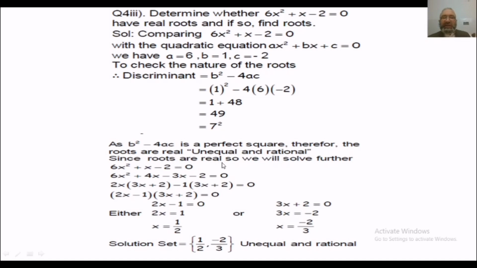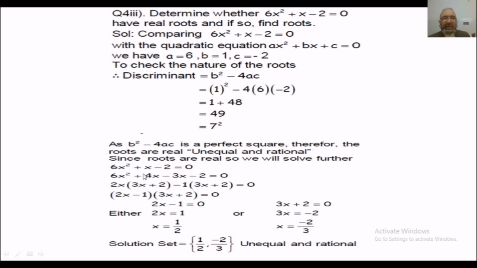Since the roots are real, we will solve the equation further, because it was a condition in the given question: if the roots of this equation are real, then find the roots. Now we will find them practically by solving this quadratic equation by the quadratic formula, or by factorization, or by completing the square. So we solve this equation by factorization.